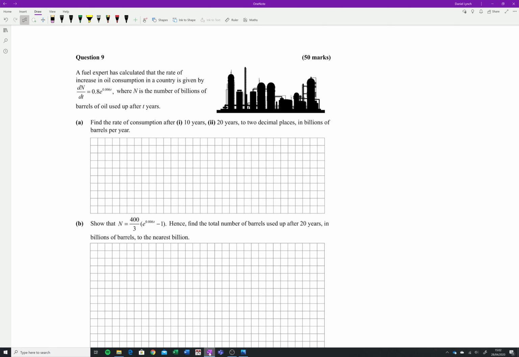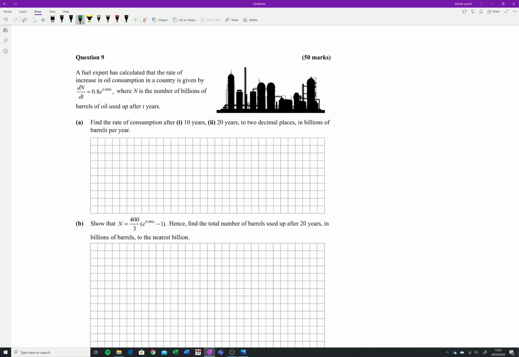Okay, gents, here's the last question inside the long questions inside section B. A fuel expert has calculated the rate of increase in oil consumption in a given country is dN/dt, where N is the number of billions of barrels of oil used up after t years. What are they giving you? They're giving you dN/dt. They're giving you the rate. That's given.